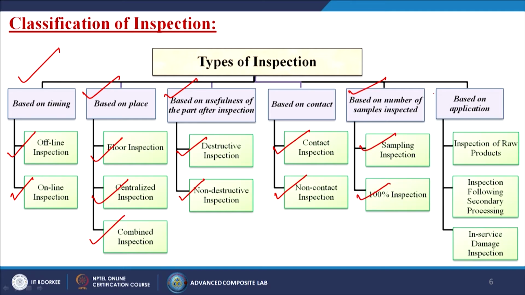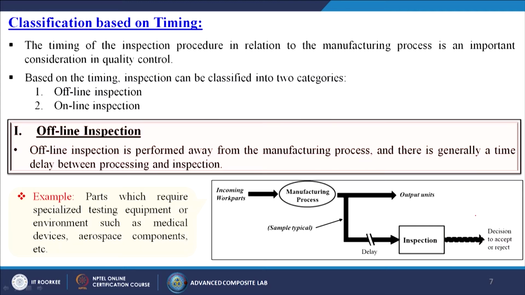And the last one is based on applications: inspection of raw products, inspection following secondary processing, and in-service damage inspections. So, classification based on timing. The timing of the inspection procedure in relation to the manufacturing process is an important consideration in quality control. Based on the timing, inspection can be classified into 2 categories. One is called offline inspection, another one is called online inspection.